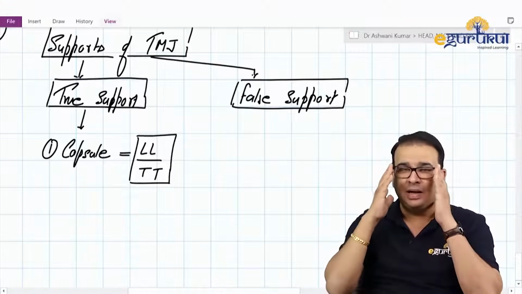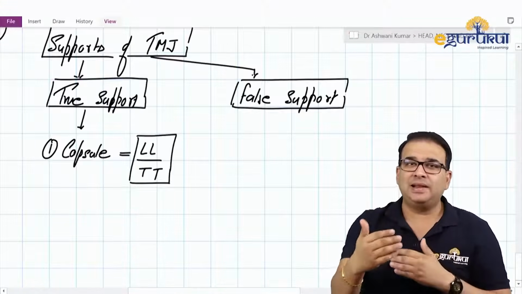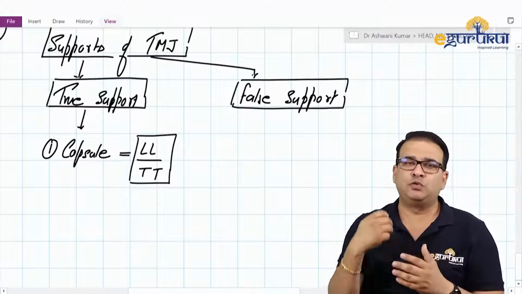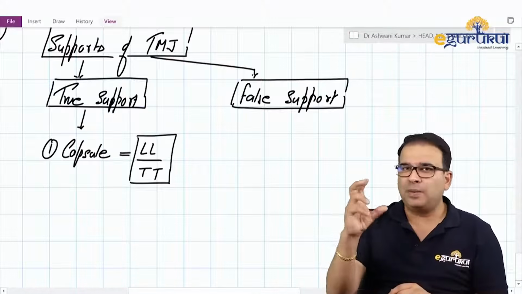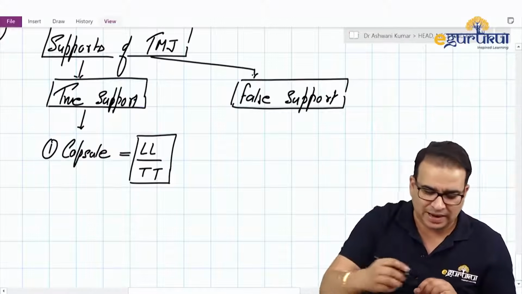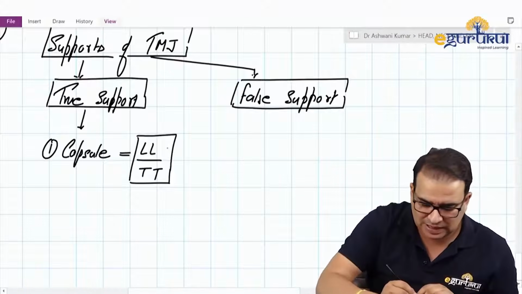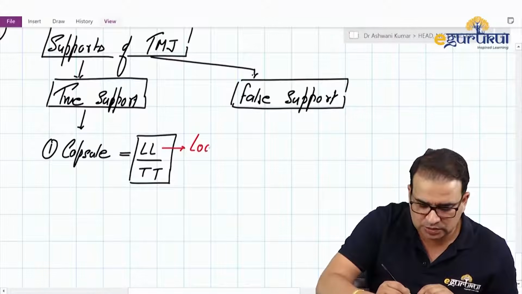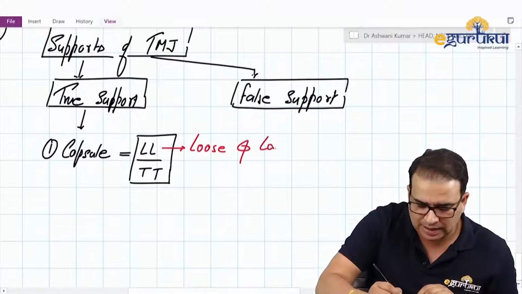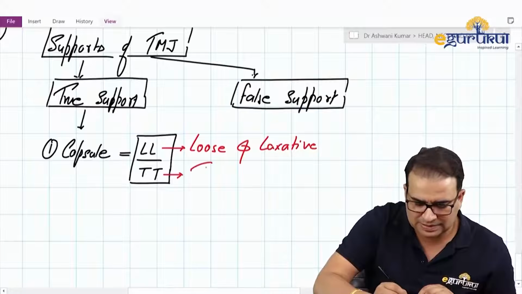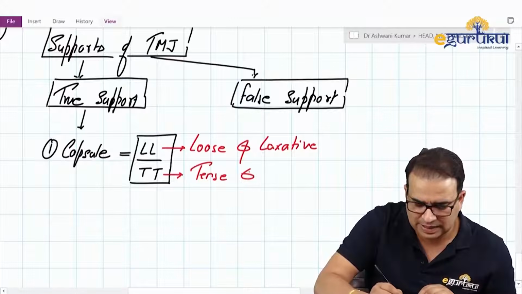The capsule in the upper part needs to allow movements like sliding and gliding. The head of the mandible needs to go forward, backward, and sideways. So the upper part of the capsule is loose and laxative. This LL here reminds you of loose and laxative, and the lower part is tense and thick.